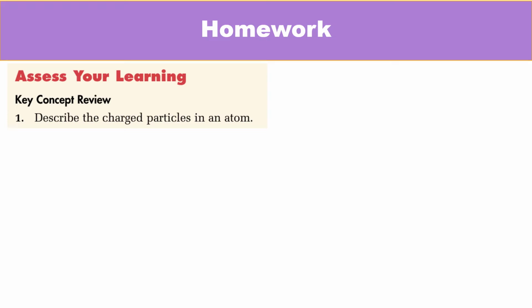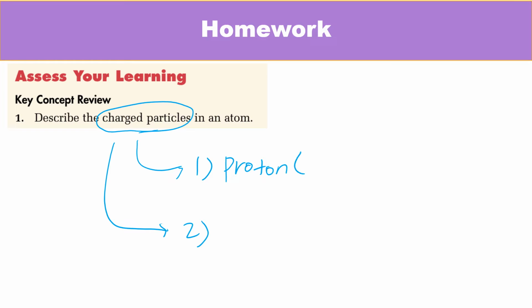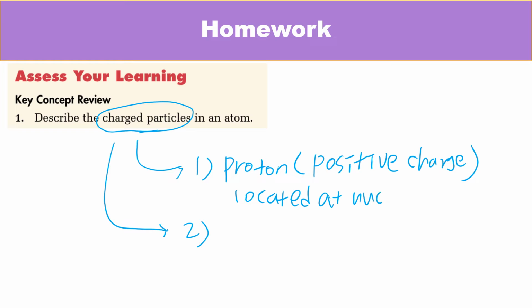The first question is asking, describe the charged particles in an atom. Well, theoretically, there are 3 subatomic particles, but because we are referring to charged particles, I can think of 2. Number 1 is proton that has positive charge, located at nucleus, which is a center of an atom.